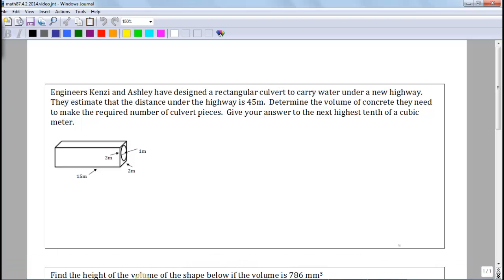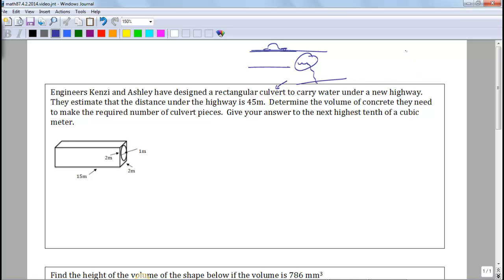Now this one, Kenzie and Ashley are engineers, and they've designed a rectangular culvert. Now a culvert's one of those things that water comes out of into the creek, and it kind of goes underneath the highway so that the river can pass through. Kind of know what I mean? So they design it in a rectangle, and what they do is they take out the center part to let the water move through. So a culvert to carry water on a new highway.